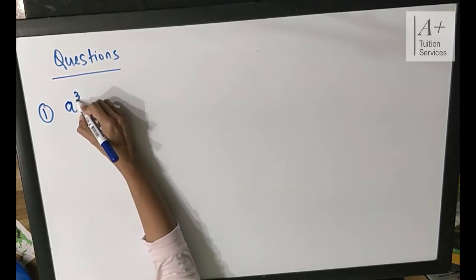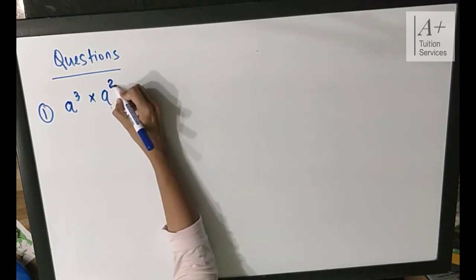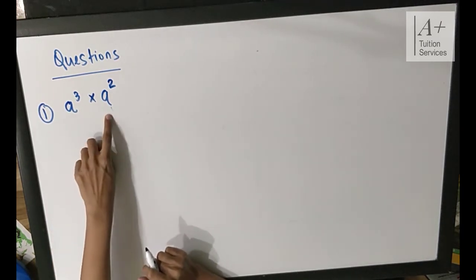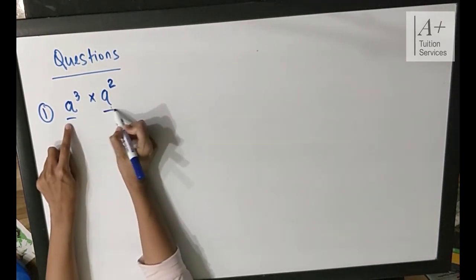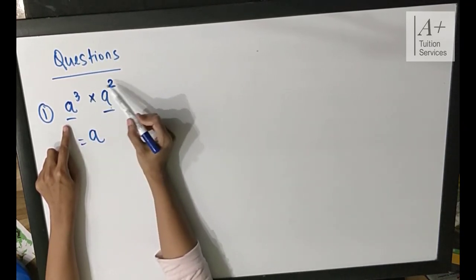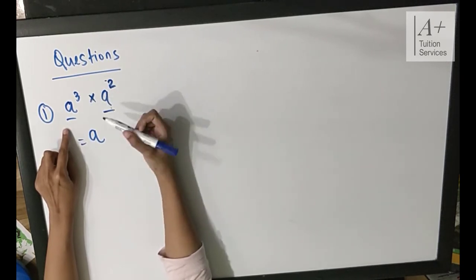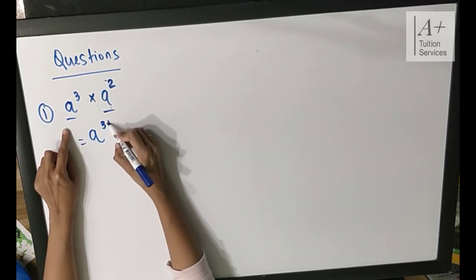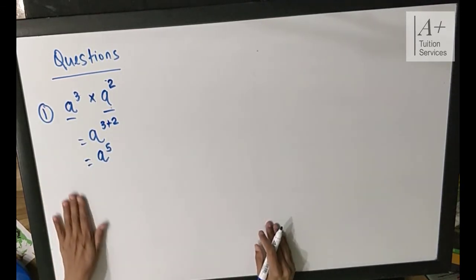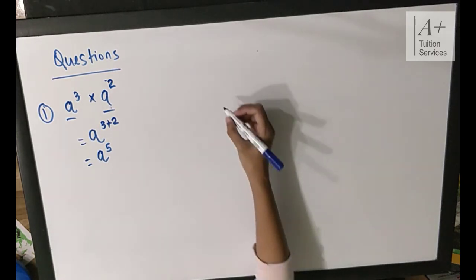A to the third power multiplied by A to the power of 2. Given our base numbers are the same and the A's are multiplied, we have to add the powers. So it will be A to the power of 3 plus 2, which is equal to A to the 5th power. Now I'm going to look at example 2.